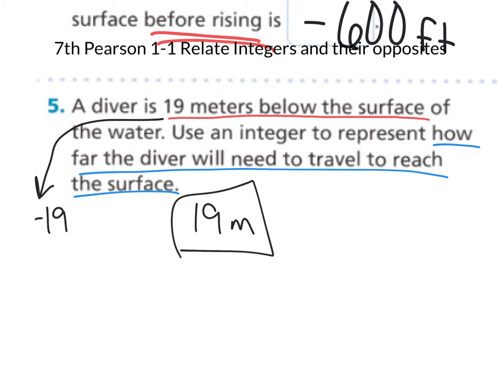And again, those are opposites. -19 plus 19 gets us to 0. Opposites add up to 0.